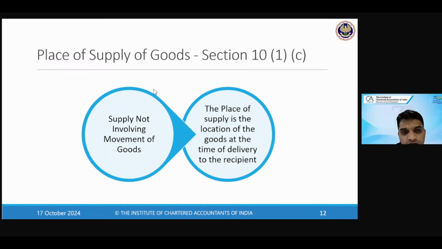Not necessary. I'll give you another example. If you are having goods which are outside the state, say you have a branch outside the state, and there you have not taken registration, and you are emptying your office and giving to somebody. So in that case, it becomes an IGST transaction, where your location is in state A and the place of supply is in state B. Okay sir, thank you sir.